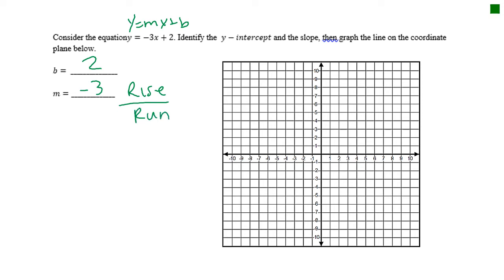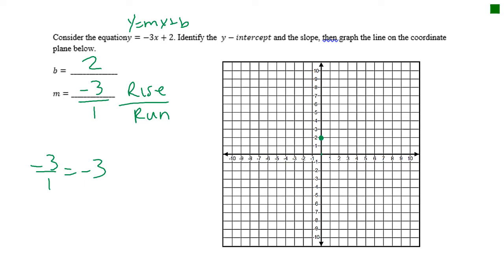Obviously, negative 3 has an imaginary 1 under it, because negative 3 over 1 gives me negative 3. It's the same thing. I just add the 1 so I know how many spaces I'm going to move to the right or left. You always start with the y-intercept. How do I know the y-intercept? When x equals 0, your y-intercept is 2. This is my very first point. This is where I start.